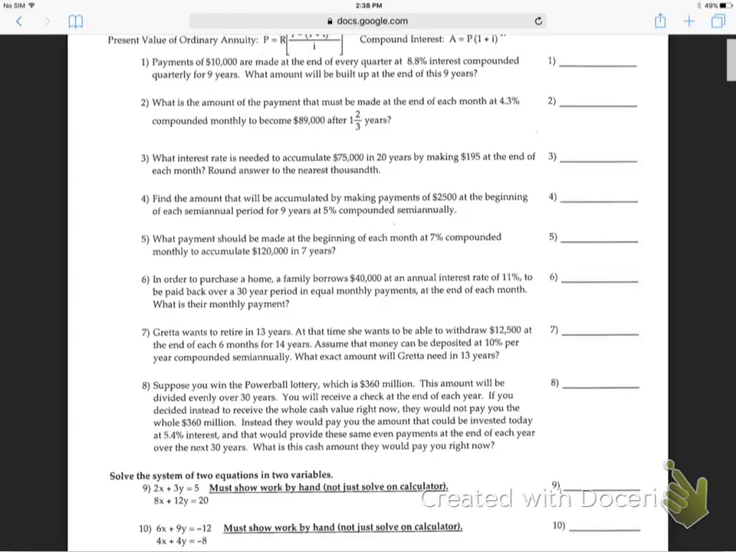All right, there we go. We got number 8. That's a lot of words. Yeah, 8's a confusing one. Look at the time. All right, suppose you win the power lottery, blah, blah, blah. Yeah, this would be a good one to do. It's not a lot of time.